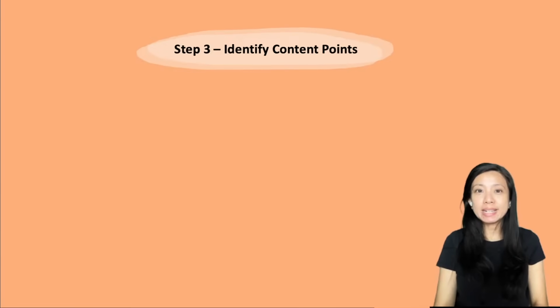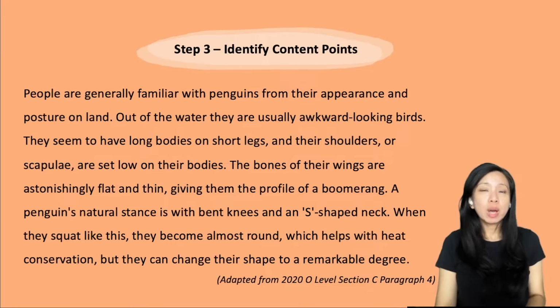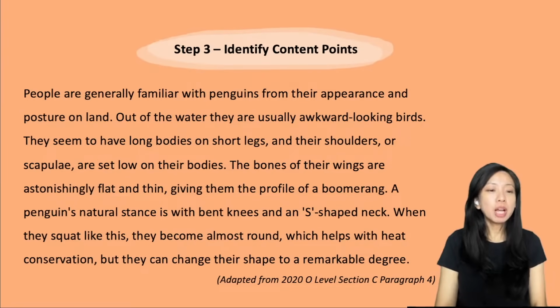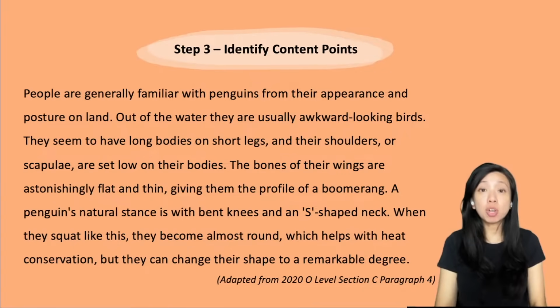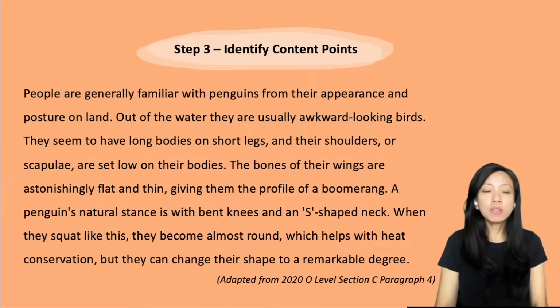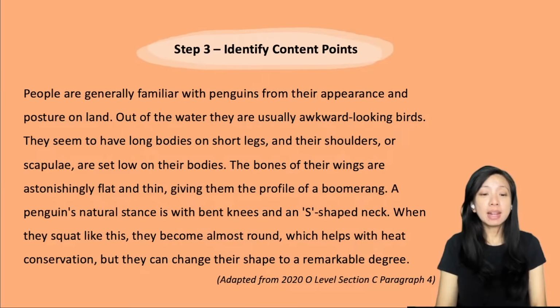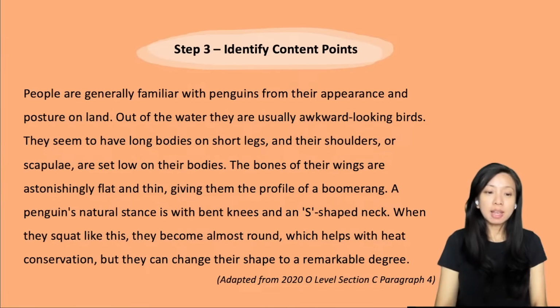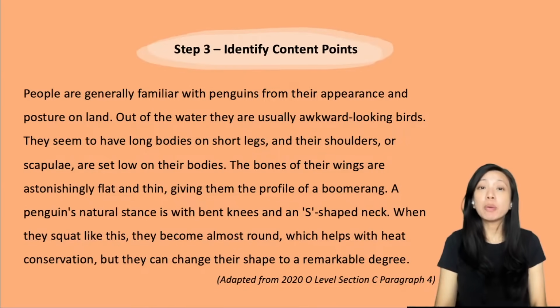So in step 3, we have to identify the content points. In this video, we are only going to focus on paragraph 4. So as you can see on my screen, I will read paragraph 4 for you. People are generally familiar with penguins from their appearance and posture on land. Out of the water, they are usually awkward-looking birds. They seem to have long bodies on short legs, and their shoulders, or scapulae, are set low on their bodies. The bones of their wings are astonishingly flat and thin, giving them the profile of a boomerang. A penguin's natural stance is with bent knees and an S-shaped neck. When they squat like this, they become almost round, which helps with heat conservation. But they can change their shape to a remarkable degree.